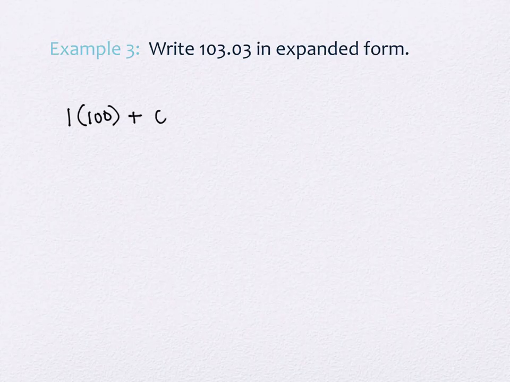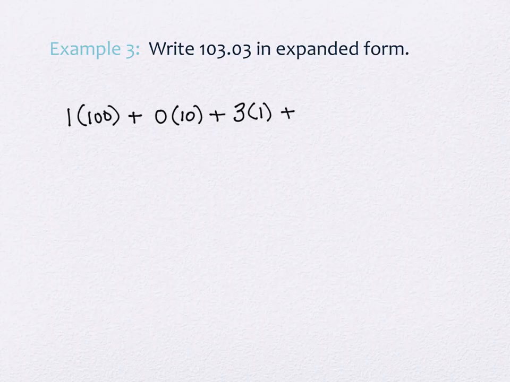You can choose to write the 0. You could choose to skip it. I'm going to write it. There's 0, what? What is the place value that the 0's in? The tens place, so it's 0 tens. And then there's 3, what? 3 ones.